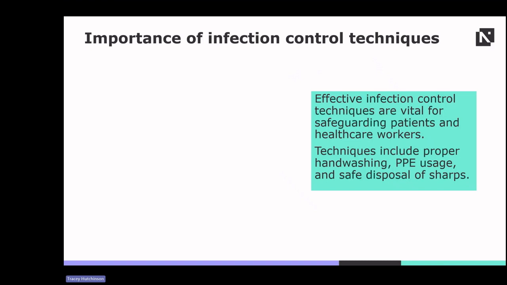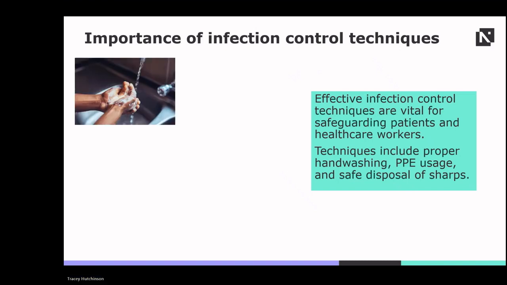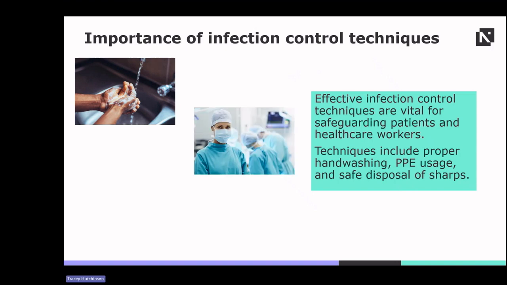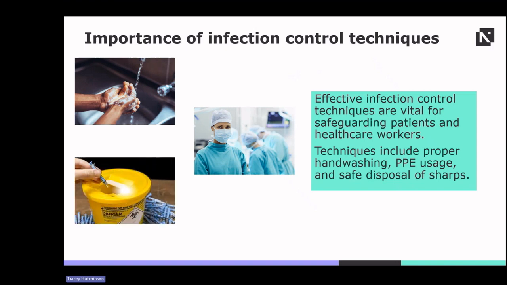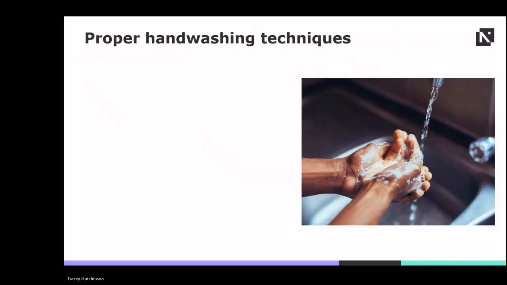Effective infection control techniques are paramount in safeguarding both patients and healthcare workers. Let's explore some essential strategies such as proper hand washing, use of personal protective equipment or PPE, and safe disposal of sharps that play a vital role in preventing the spread of infections. Proper hand washing techniques adhere to specific guidelines to ensure thorough cleansing and reduction of the risk of spreading infections. Here's a breakdown of the recommended steps.